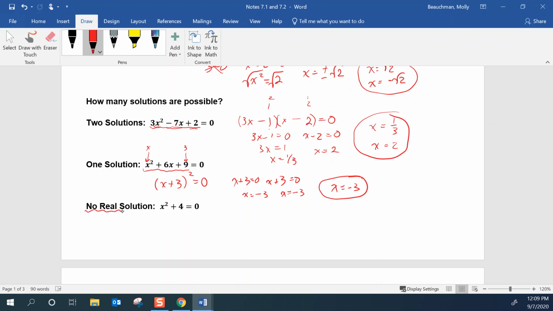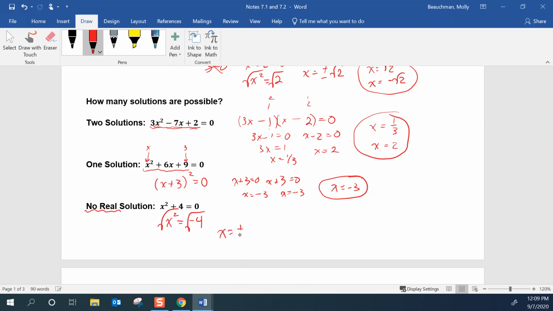Last example is what happens when there are times where you don't have a real solution. So x squared plus 4 equals 0. We can't factor. It's not a difference of squares. That's a +4 and not a -4. So I'm going to use that property from before that says I can isolate the x squared by subtracting 4 from each side. Then take the square root.